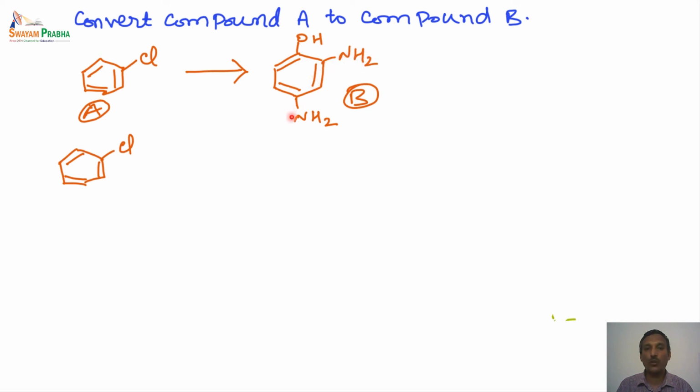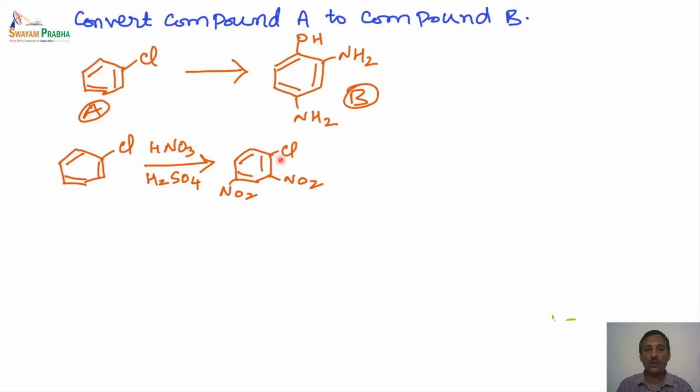But how to introduce the nitro group? We have a phenol also. So should we introduce the phenol first and then nitro, or introduce nitro and then phenol? We will have to see now. So let us start with the chlorobenzene. The chlorobenzene can be nitrated to give the ortho and para dinitro derivative.